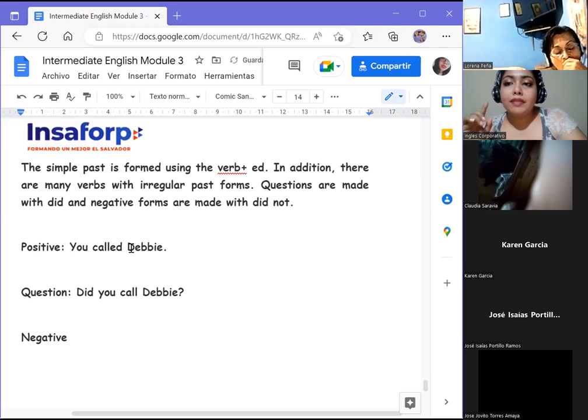In the case when we have the auxiliary, we are not going to change the verb because we are using an auxiliary that is affecting my tense, I mean, the time in which I am writing the sentence.